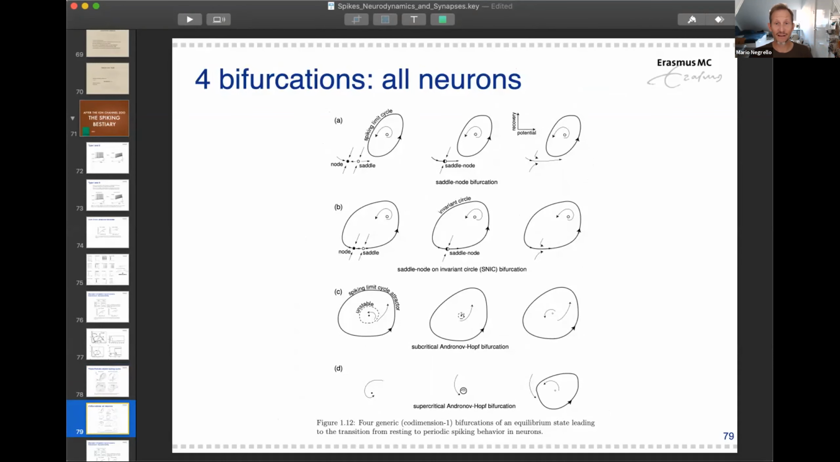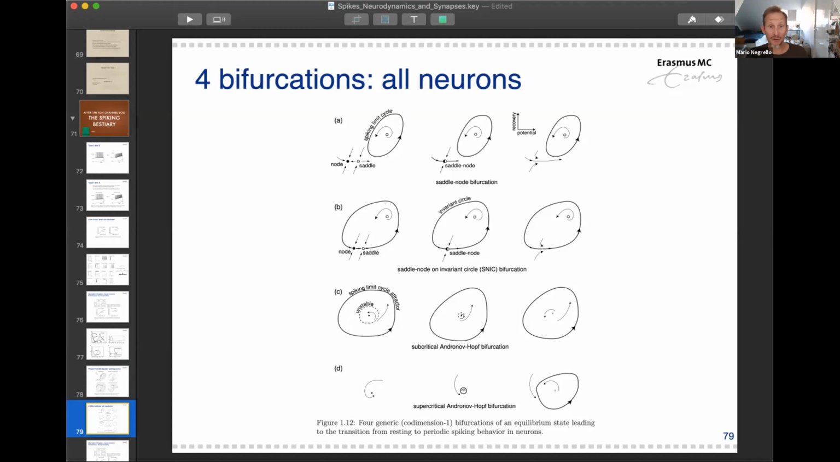In this plot, you have changes of parameters. That is, the neuron is now changing inside. So it is expressing new protein. It is absorbing new ion channels. In that case, it's getting substantial current. In those cases, you see changes of the equilibria, so bifurcations, really.